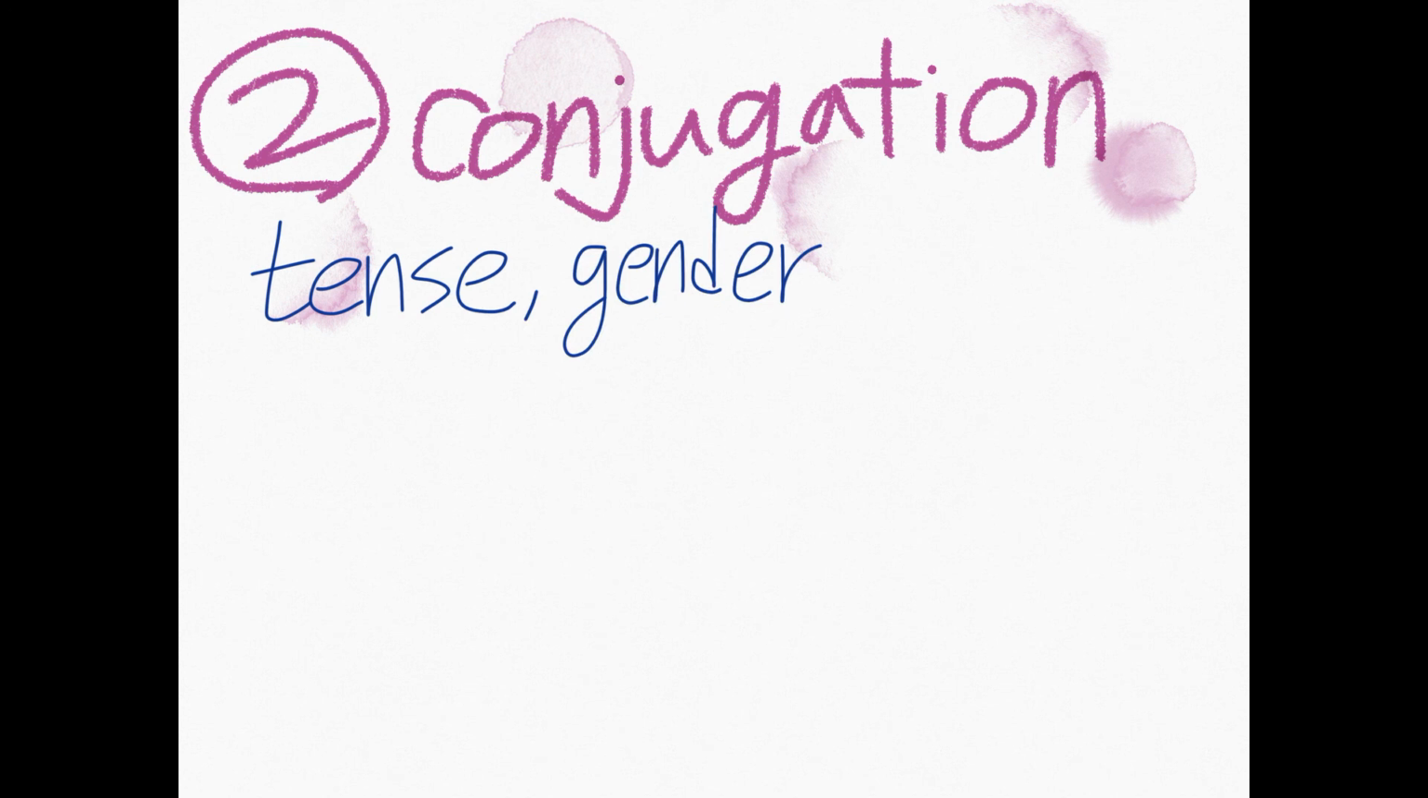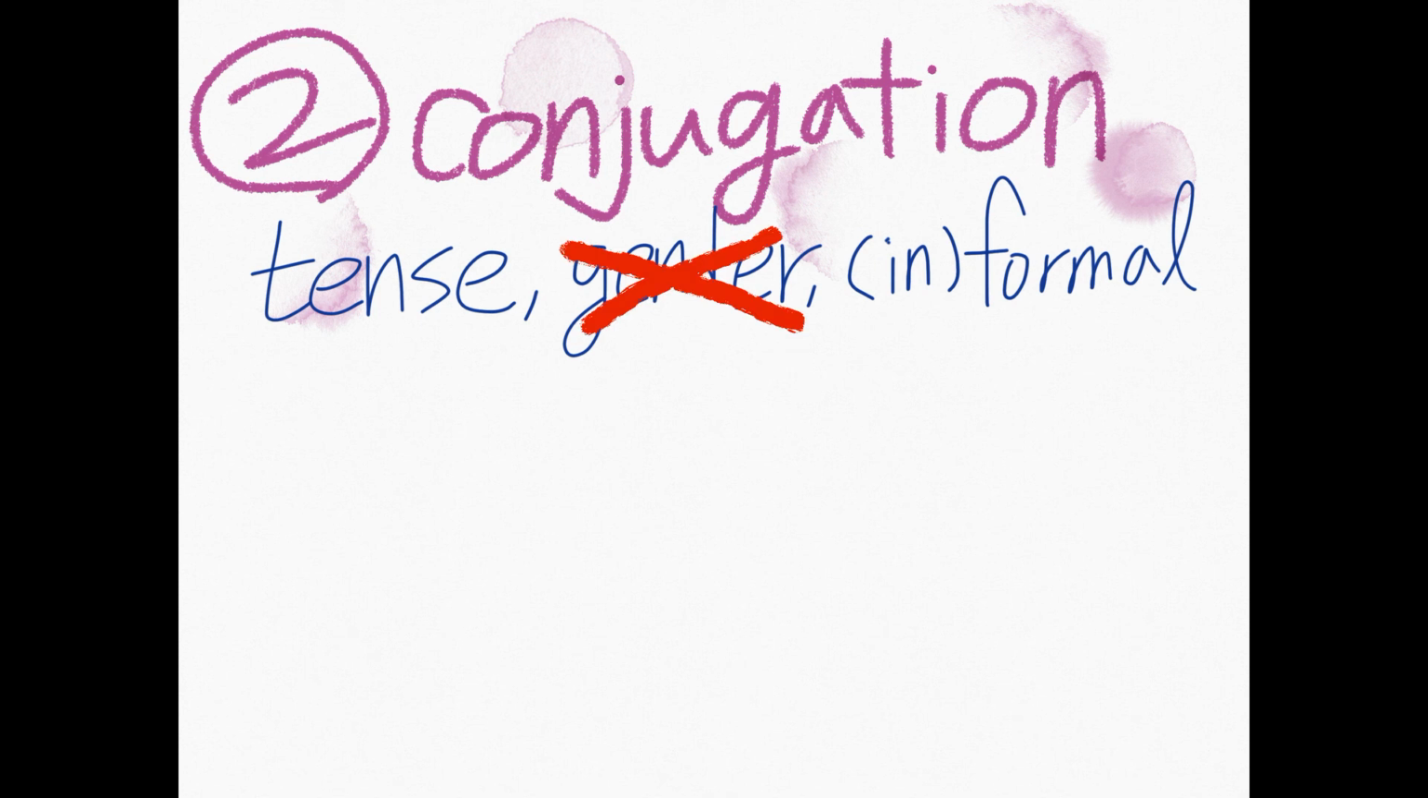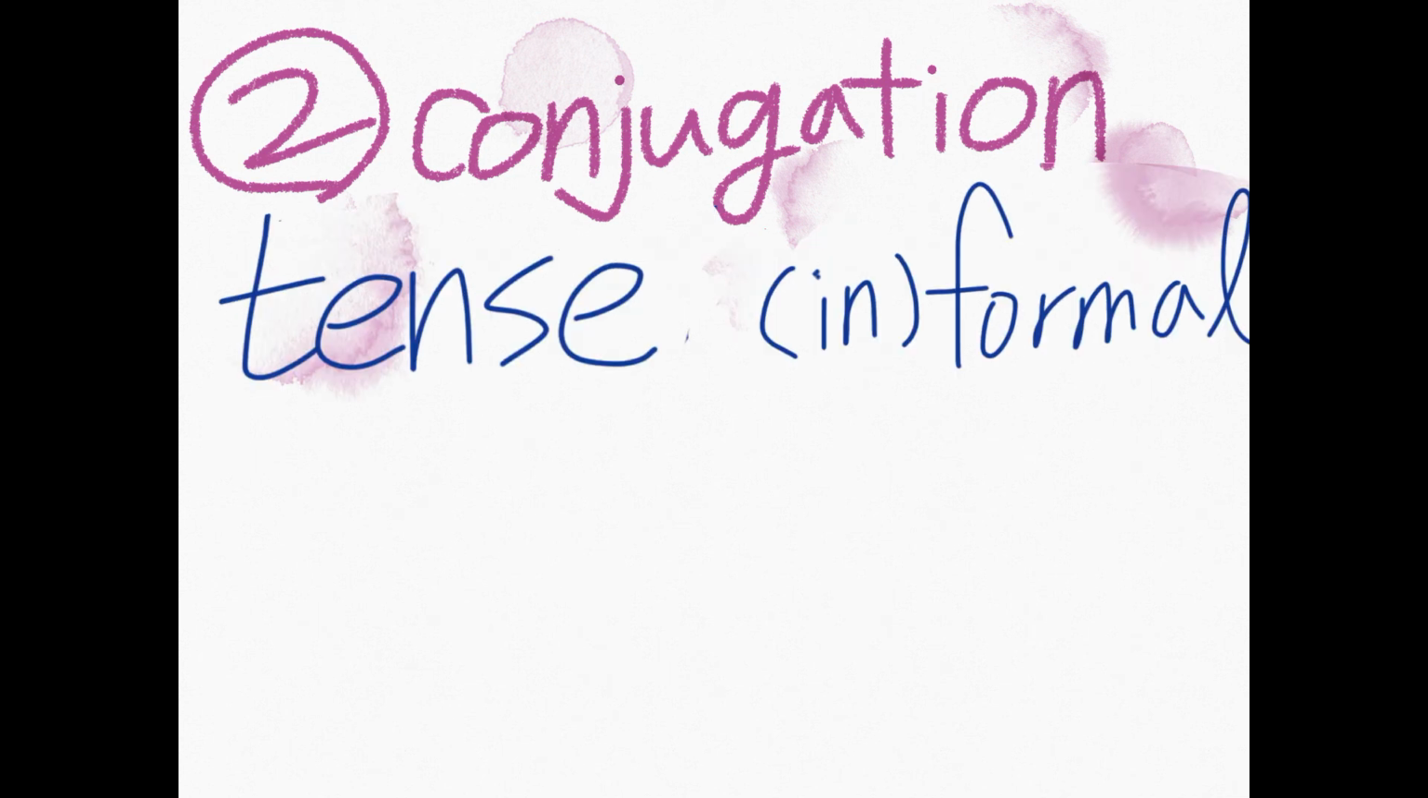Tense, gender, formal, informal. Usually conjugations are changed by tense, gender, informal, and formal. But when you use Korean, your accent can be changed by gender, but conjugation never changes. So all we need to think about is tense or formal, informal.